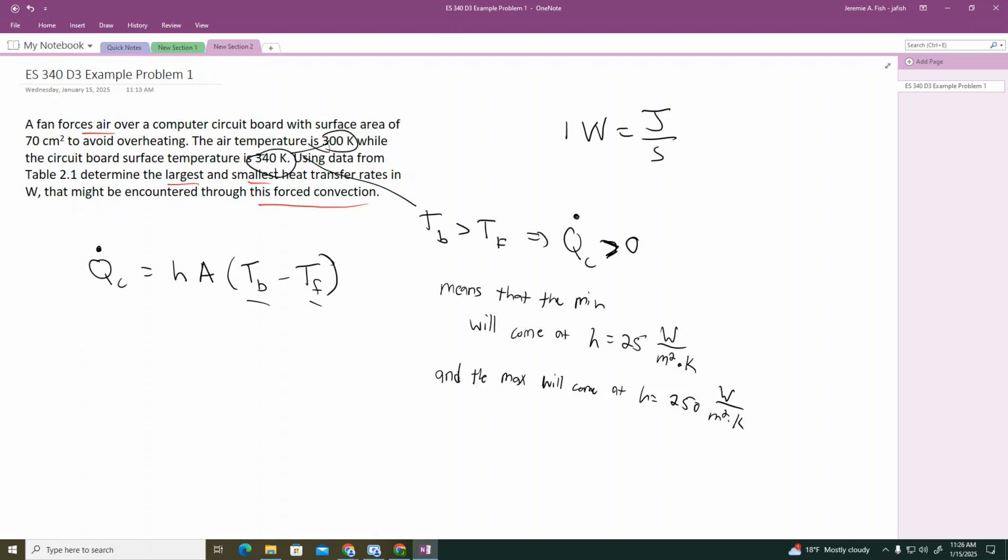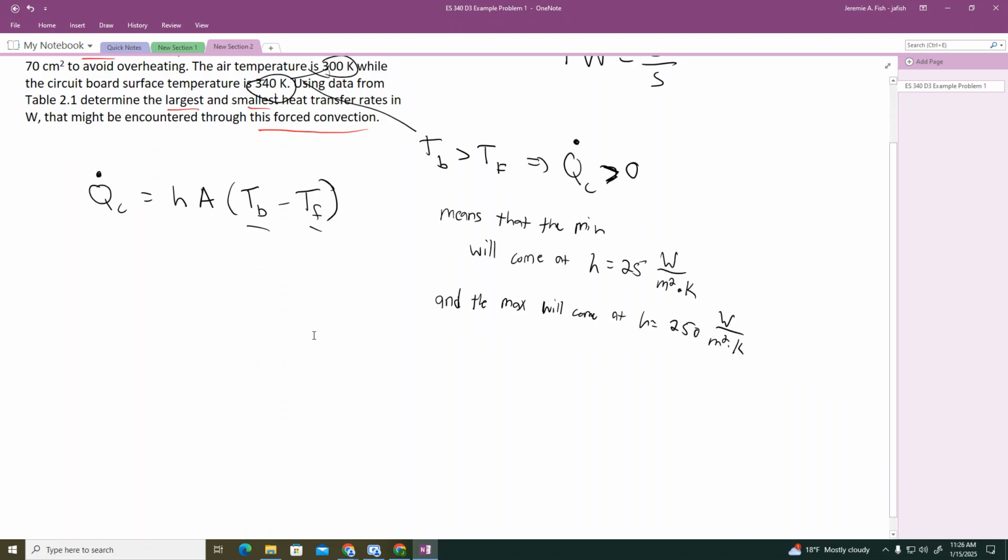By the way, if this had been negative, that actually would have flipped this around, because a negative number that is larger in magnitude is smaller than a negative number that is smaller in magnitude. But because this is going to end up being positive, that's what we can conclude.